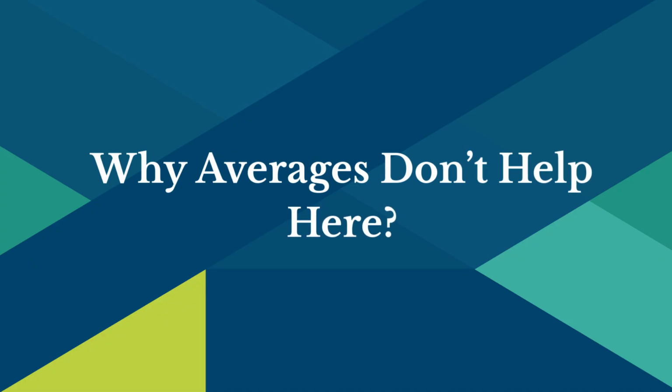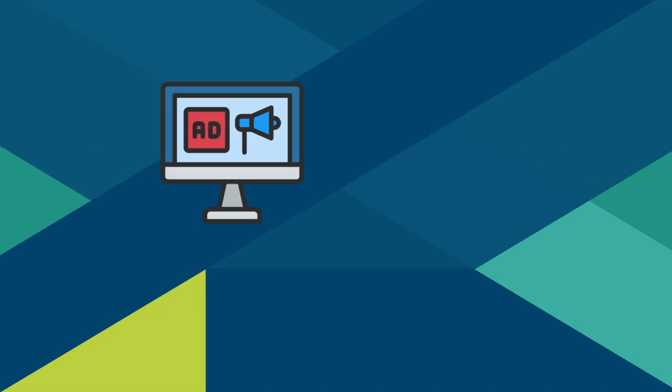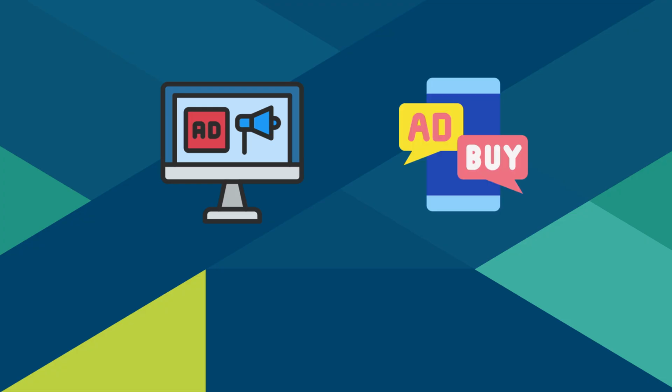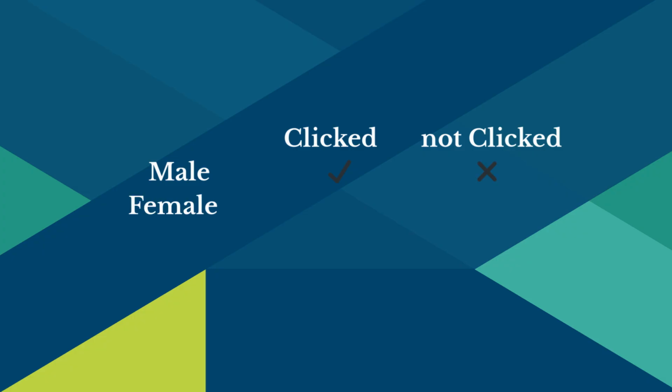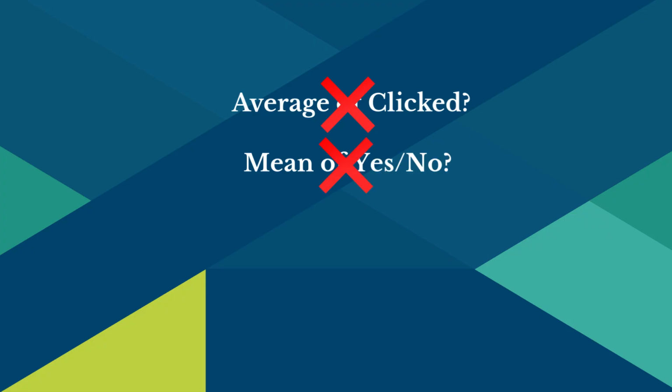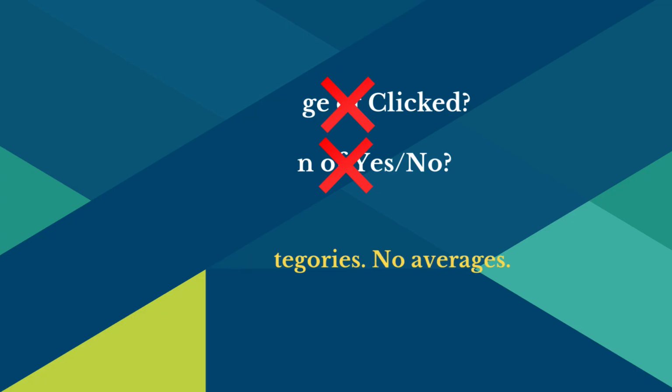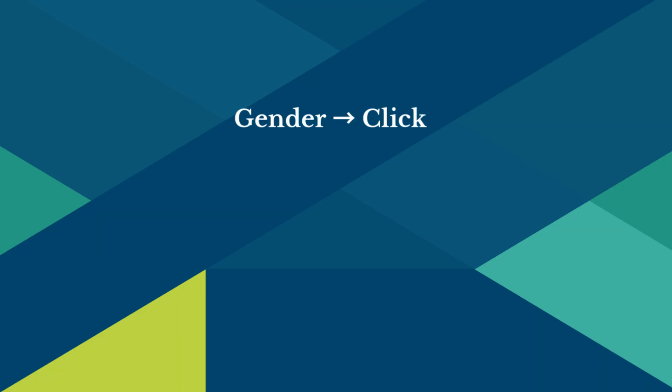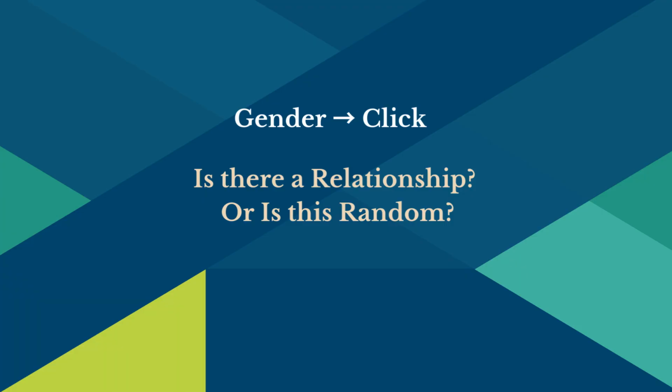Why averages don't help here. Imagine this. You run a marketing campaign and track whether users click the ad. You collect data like this. Male users clicked or didn't click. Female users clicked or didn't click. Now ask yourself, can we calculate an average here? No. Can we use a t-test? No. There are no numbers to average, only counts in categories. Yet the question still matters. Are clicks related to gender or are clicks happening randomly?